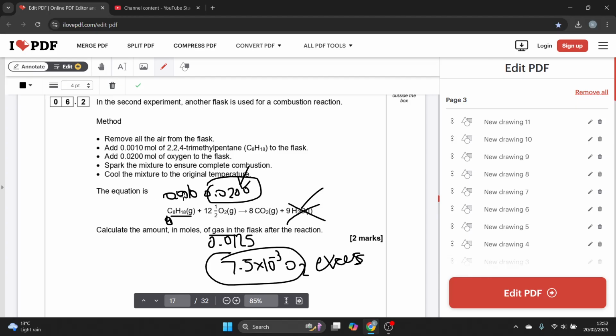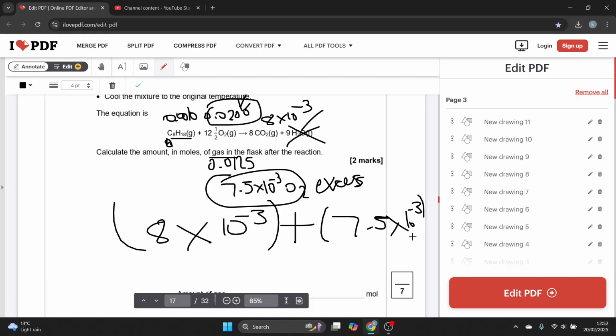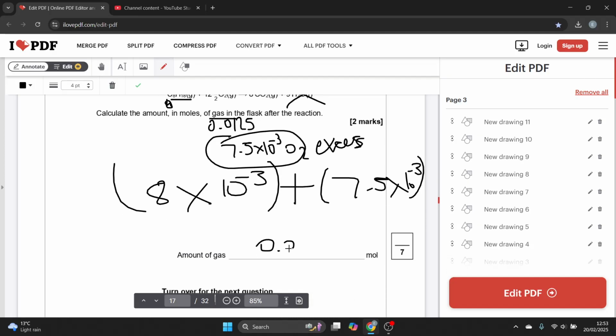Carbon dioxide, we just use the 1 to 8 mole ratio. So it's 0.0010 times 8. It's going to be 8 times 10 to the power minus 3. And therefore the total amount of moles of gas after reaction, 8 times 10 to the power minus 3 plus 7.5 times 10 to the power minus 3. I get 0.0155 moles.